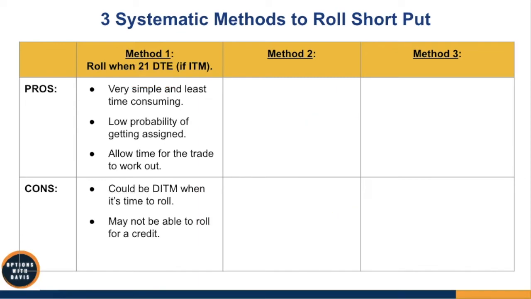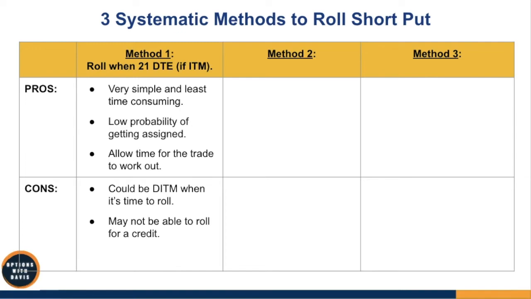Now the con is that it could be deep in the money when it's time to roll. And when it's deep in the money, as I shared with you earlier, it becomes harder for you to roll down. There are fewer strike prices, and in certain cases, if it's so deep in the money, you realize that you can't even roll down unless you roll extremely far away, like maybe a year out.